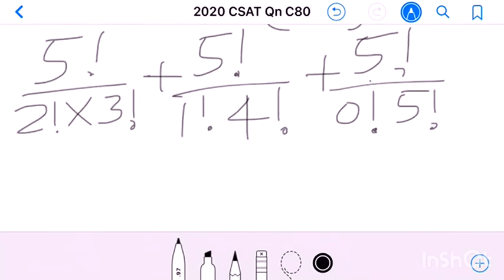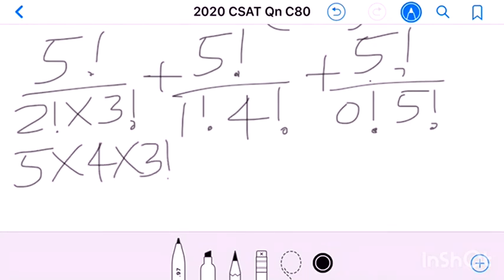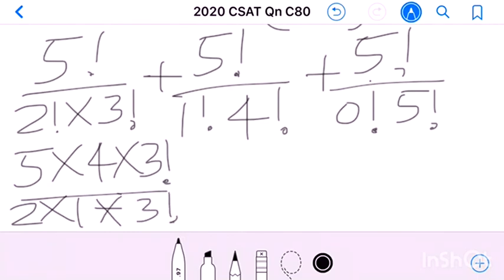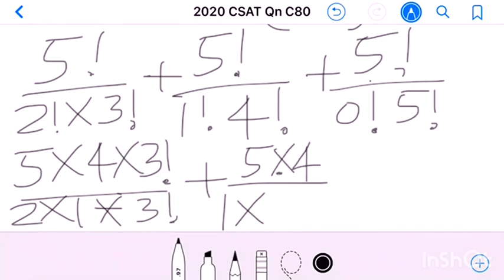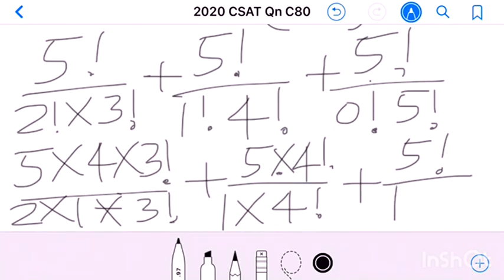5 factorial equals 5 into 4 into 3 factorial, divided by 2 factorial equals 2 into 1 into 3 factorial, plus 5 factorial divided by 1 factorial equals 1 into 4 factorial, we can write 5 factorial as 5 into 4 factorial, and in the denominator here it is 4 factorial, plus 5 factorial. 0 factorial equals 1, into 5 factorial.